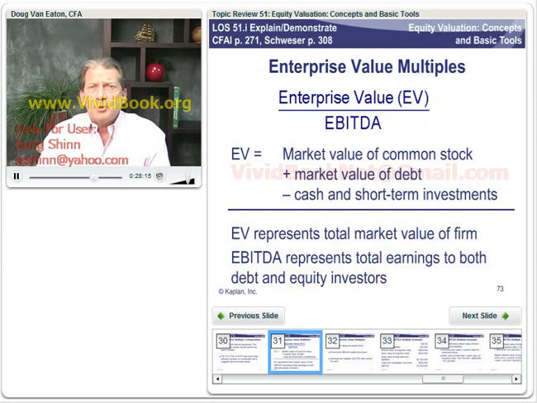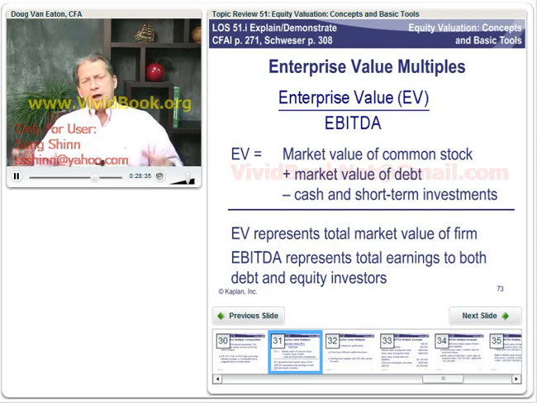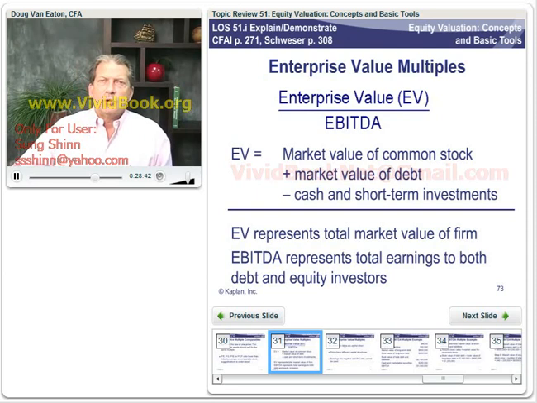Now another multiple that we use is this enterprise value to EBITDA. Now enterprise value, you need to know the definition of this. It's market value of common stock plus the market value of the debt minus any liquid cash and short-term investments. So enterprise value, the value of the whole enterprise, equity and debt, but we're going to back out any cash and cash equivalents, short-term, low-risk investments. So EV represents the total market value of the firm, and this EBITDA represents the total earnings.